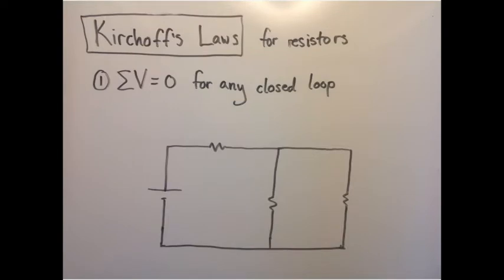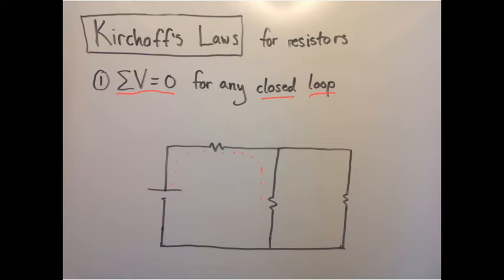When it says the sum of the volts is 0 for any closed loop, well, the word closed with regard to a loop means a loop that begins and ends at the same point. But what on earth is a loop anyway? Well, a loop is just a path around the circuit. And you can define a loop pretty much however you want as long as it begins and ends at the same point. So this is a loop.